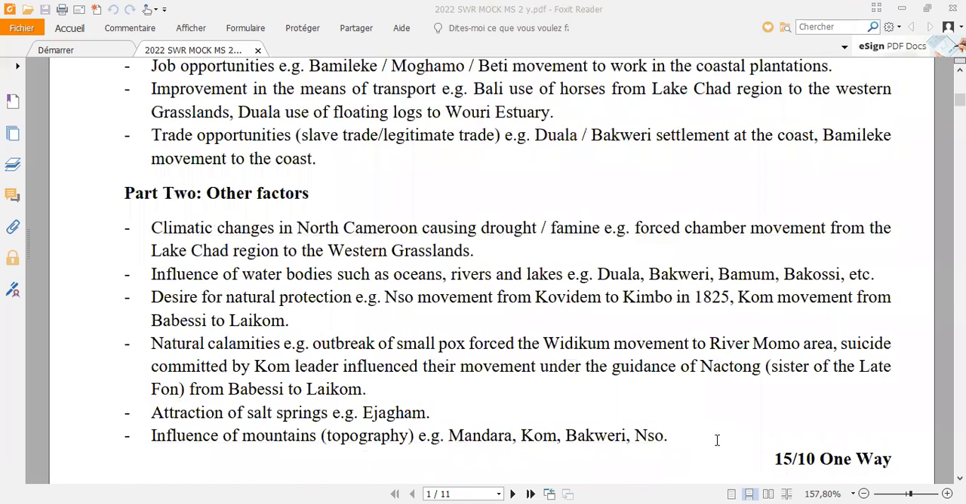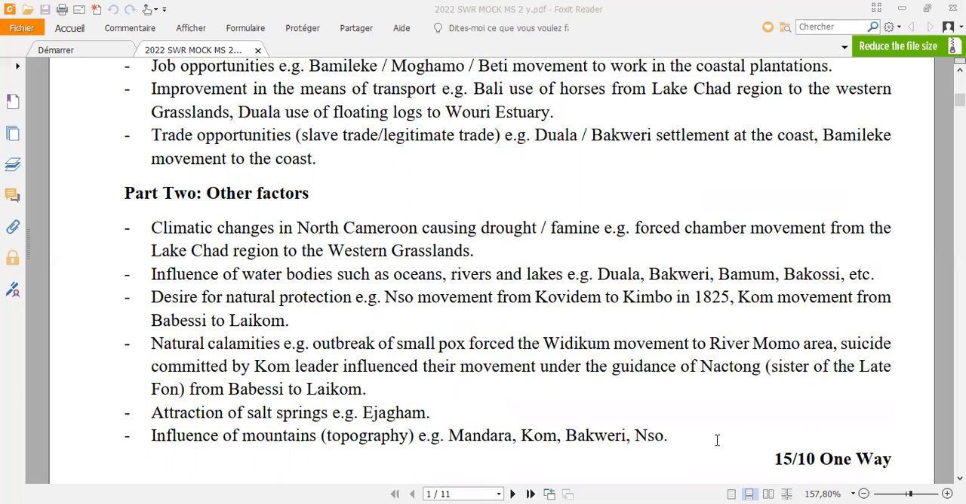Part 2 talks about other factors, that is, non-human factors. For example, climatic changes in North Cameroon. You have the influence of water bodies. You have the desire for natural protection, natural calamity, attraction of soil, springs, and the influence of mountains or topography.